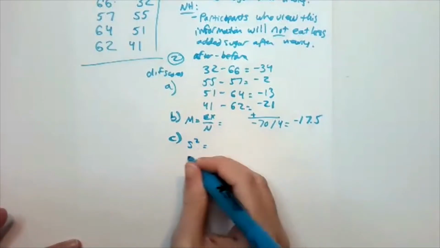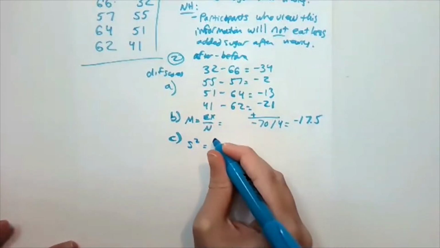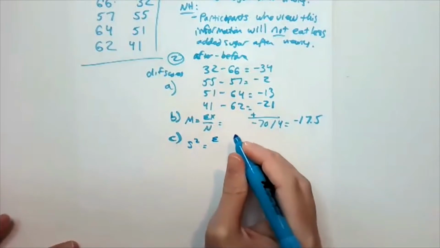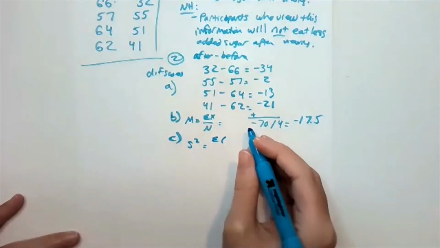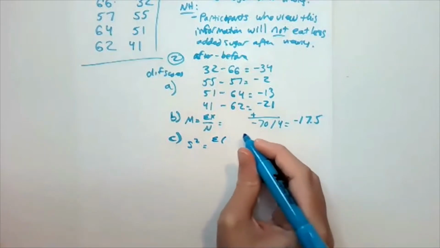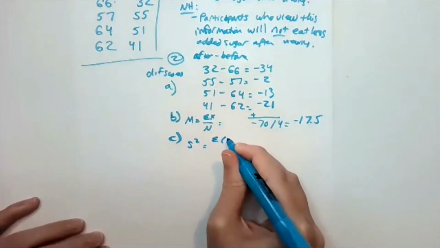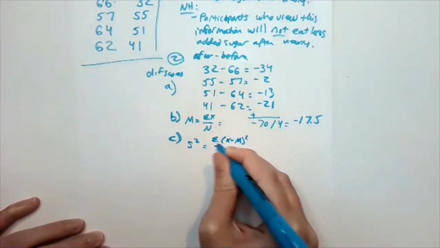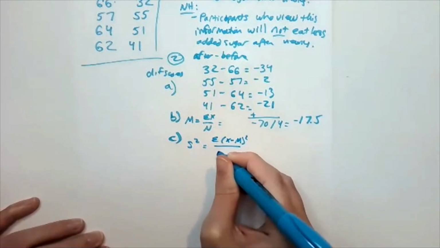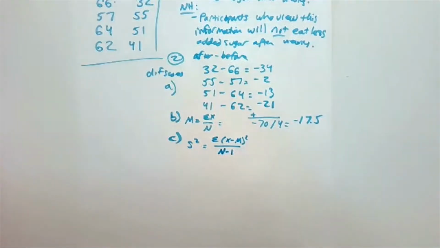So we have s squared here, that's our symbol for our estimated population variance. And that's going to be very similar to the variance formula that we've already talked about in a much earlier video when we talked about sample variance. So this is the sum of x minus M squared all over n minus 1. And that's our formula for those degrees of freedom.